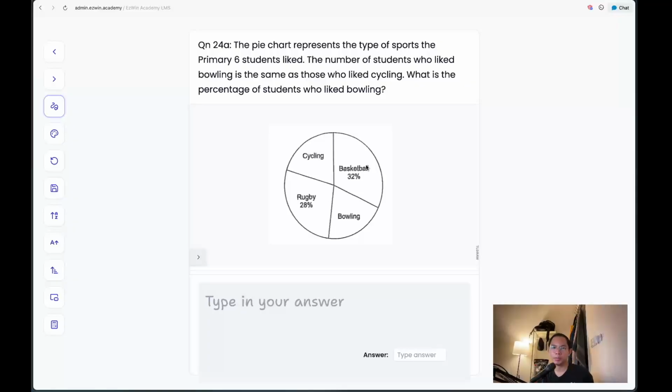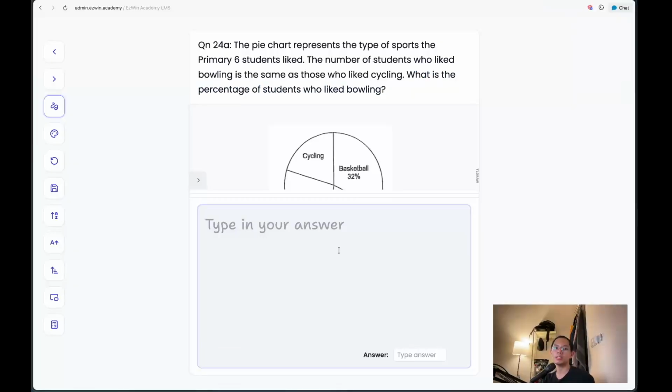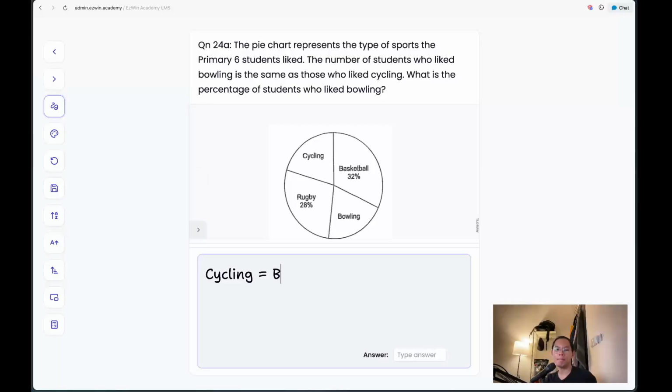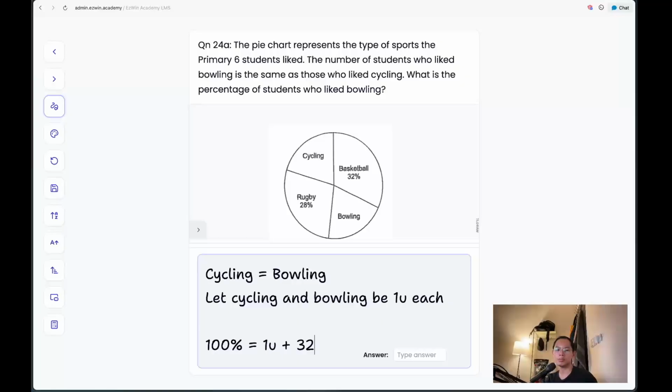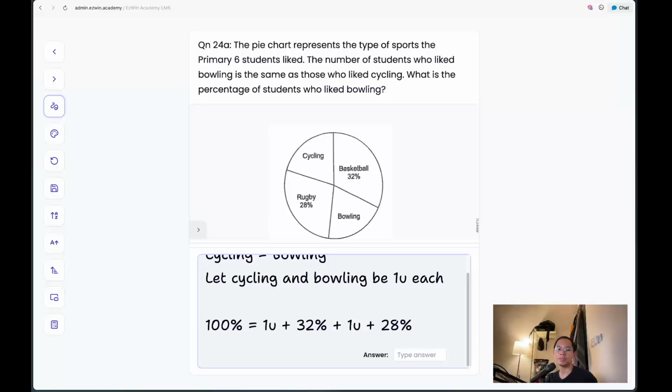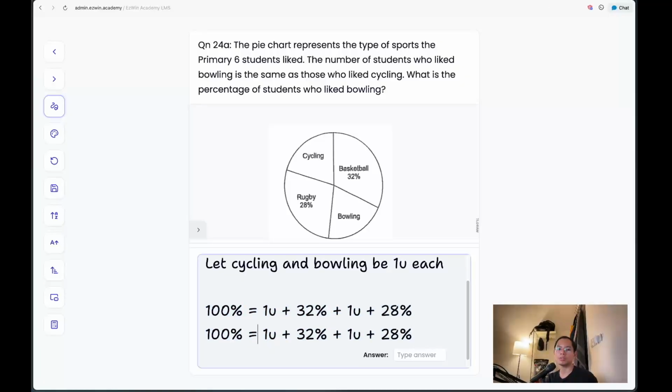Question 24a. The pie chart represents the type of sports the primary 6 students liked. The number of students who like bowling is the same as those who liked cycling. What is the percentage of students who like bowling? Okay, so if cycling is equal to bowling, let cycling and bowling be 1 unit each. So that means 100% is equal to 1 unit plus 32% plus 1 unit plus 28%. So we'll calculate everything up. So this will be 2 units plus 60%.